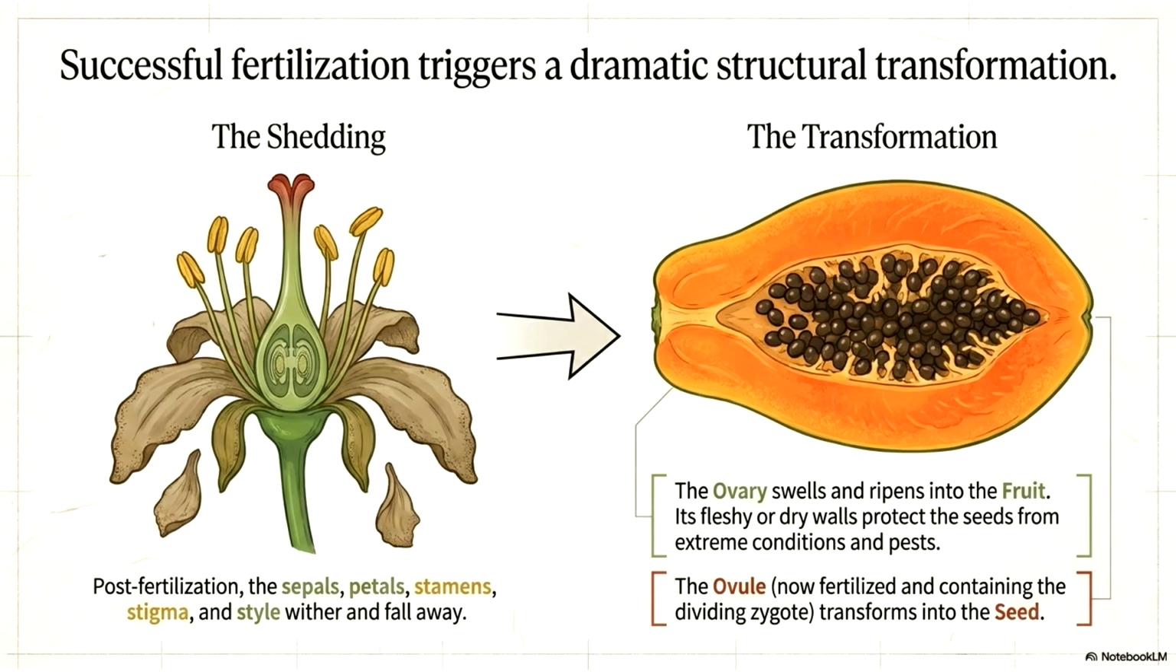After the successful fertilization, a dramatic structural transformation takes place here. The ovary swells up and ripens into a fruit. Its fleshy or dry walls protect the seeds from extreme conditions and pests. And the ovule transforms into the seed. While this is happening after fertilization, the sepals, petals, stamens, stigma, and the style wither and fall away.